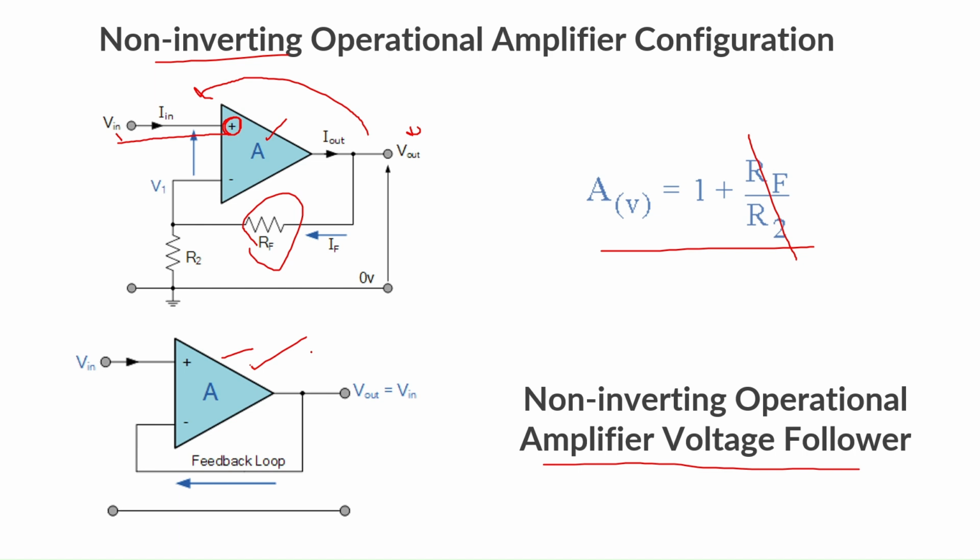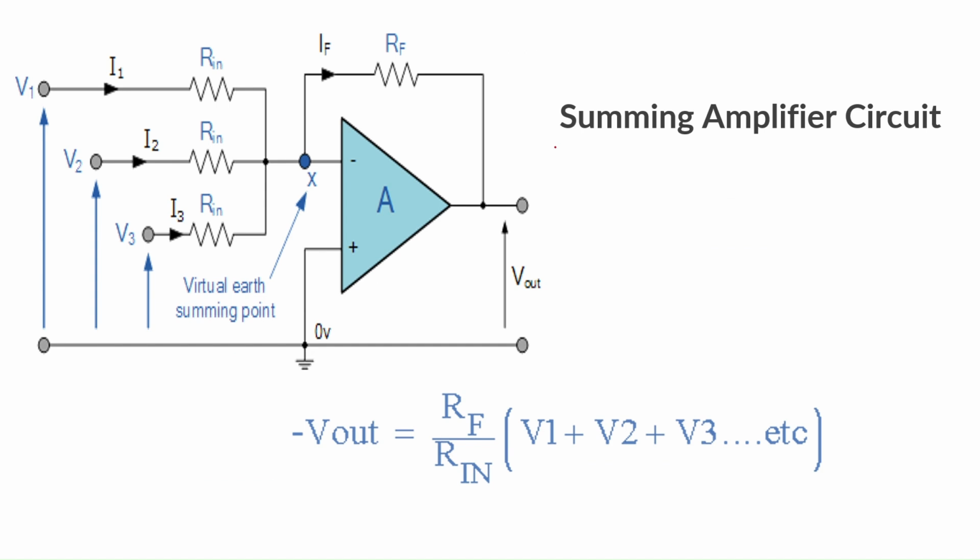Next one is the summing amplifier. This is equivalent to a summer or adder using an operational amplifier. The input voltages V1, V2 and V3 are applied across the inverting terminal, so there will be a phase shift between the output and the input. V1, V2, V3 are supplied through the input resistance Rin. All three resistances have the same value Rin, and there is the feedback resistance Rf.